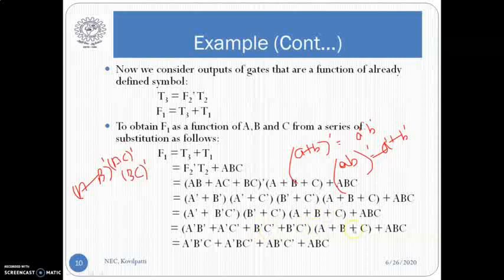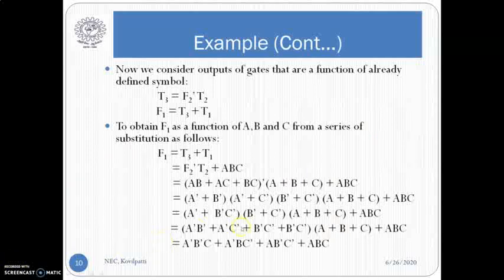If we multiply this with this, A dash and A will be cancelled, and A dash B dash B will also be cancelled. So we get A dash B dash C as the first term. In the second term A dash A cancels, and A dash C dash C becomes 0, so we get A dash B C dash, and then B dash C dash with A only. So A dash B dash C plus A dash B C dash plus A B dash C dash plus A B C. This is the final output we got for our F1 function. So now we have the Boolean expressions for F1 and F2.